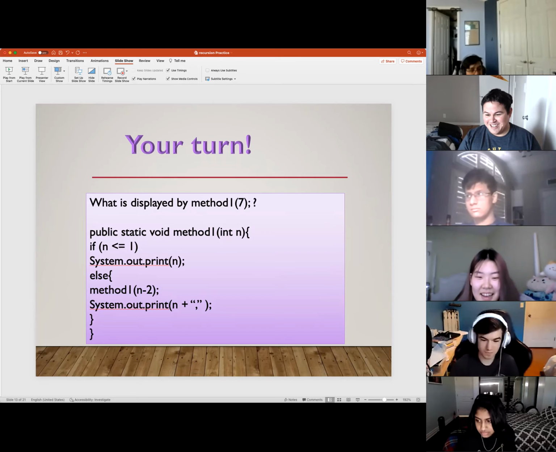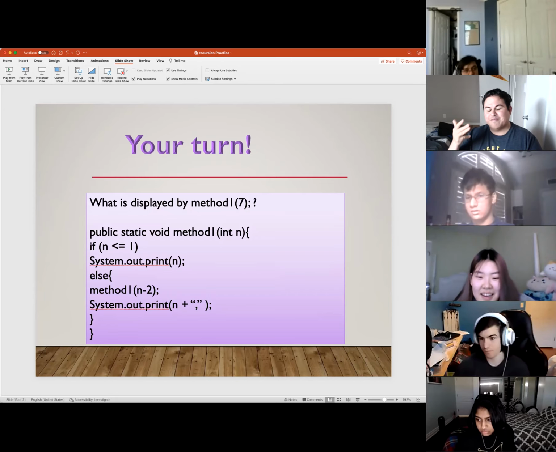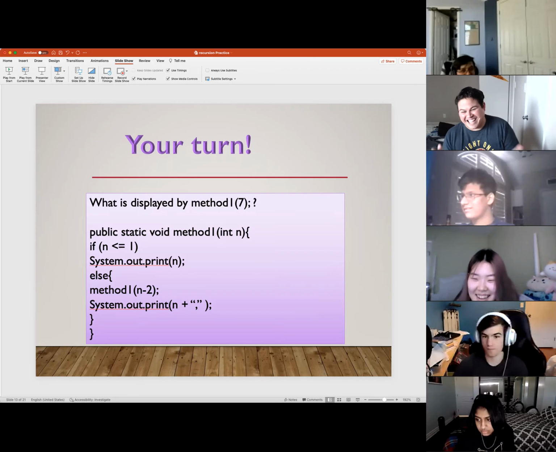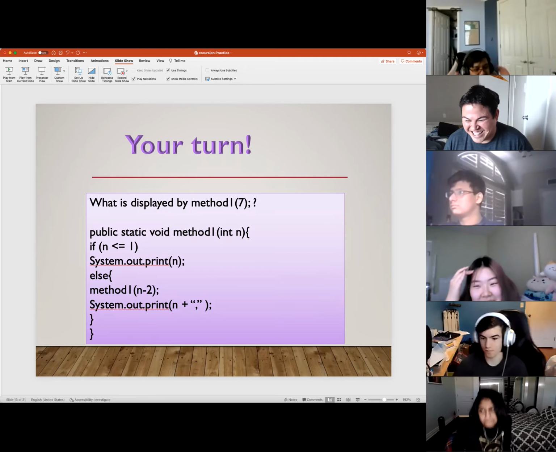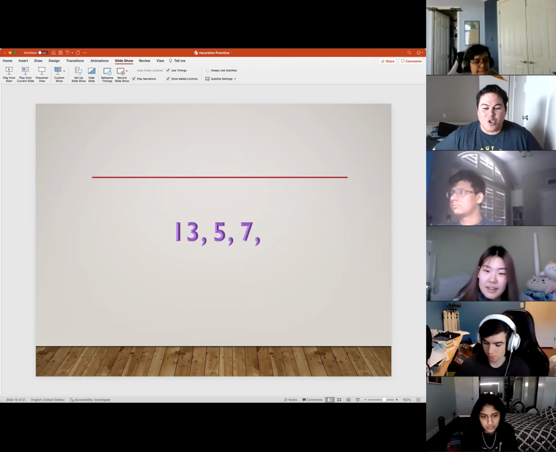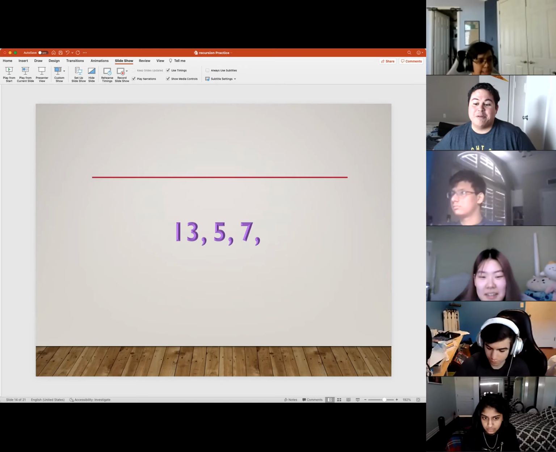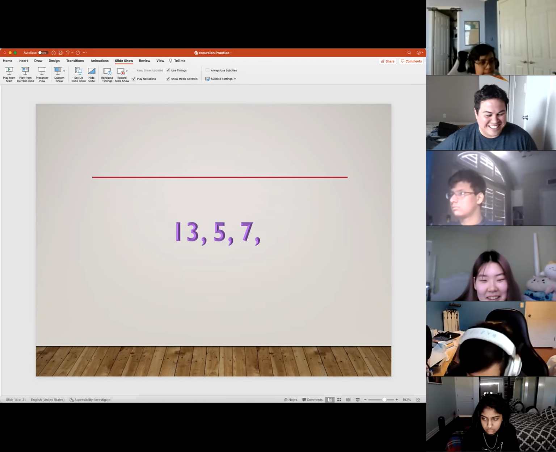Okay, Dylan, our resident expert here. What prints out? Would it be 1, 3, comma, 5, comma, 7? Comma? Ah, dang it! Good catch. Yes. Okay. 1, 3, comma, 5, comma, 7, comma. Darn it, Dylan.